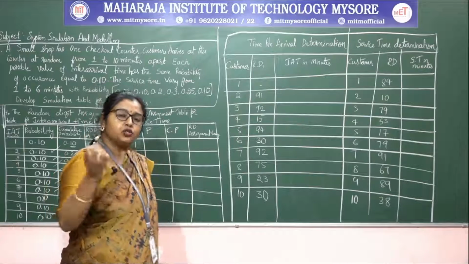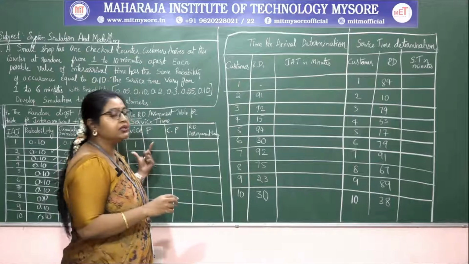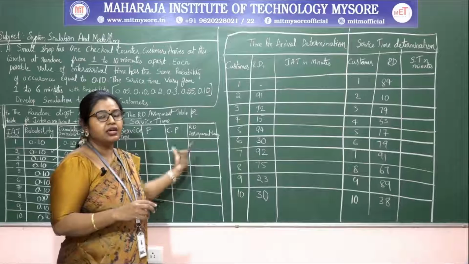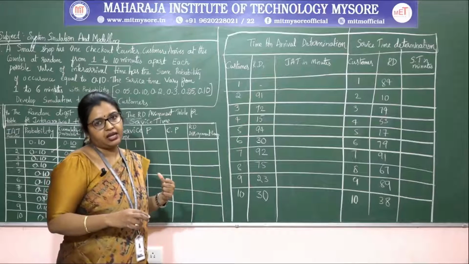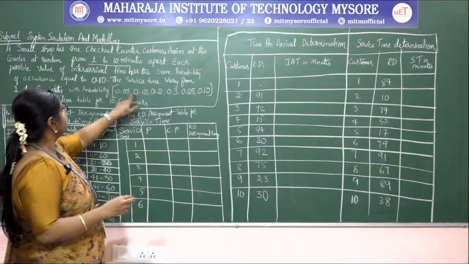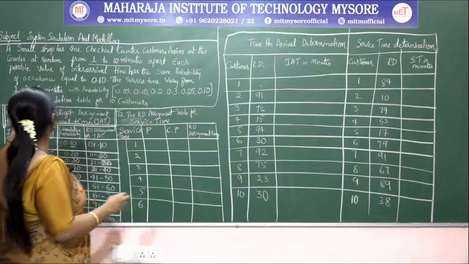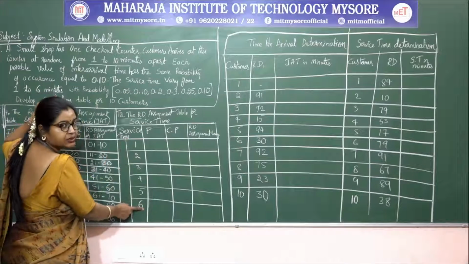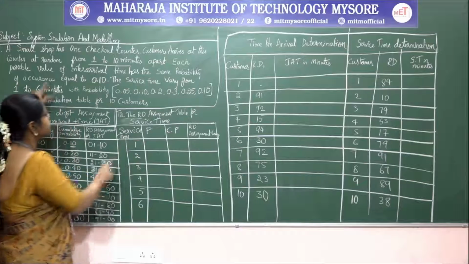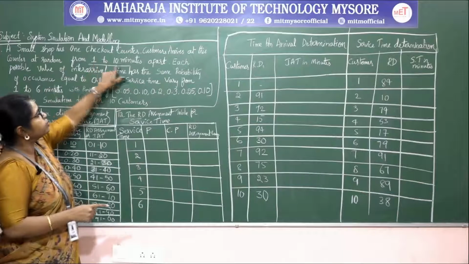Next, once you generate the random digit assignment table for inter-arrival time, the next thing is we need to go for the service time random digit assignment table. For that they have given the probability. The service time varies from 1 to 6 minutes. That's why I have written 1 to 6 minutes for service time, whereas the arrival time is 1 to 10 minutes.